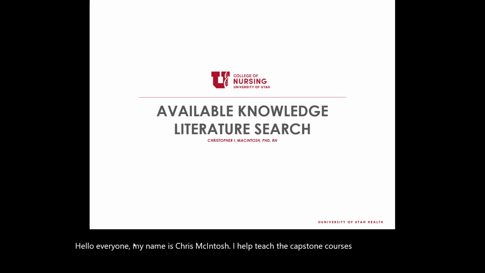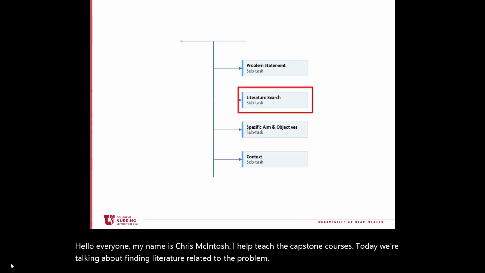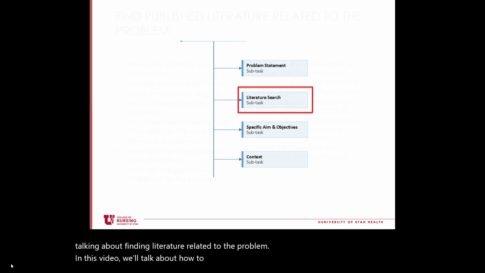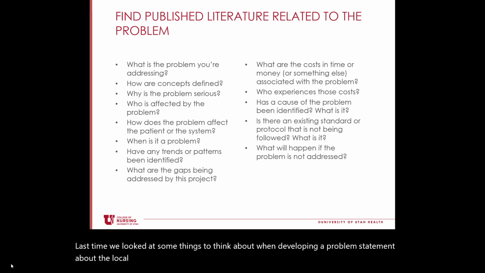Today we're talking about finding literature related to the problem. In this video, we'll talk about how to find relevant literature. Last time we looked at some things to think about when developing a problem statement about the local problem. Now it's time to think and write about the problem in more general terms.